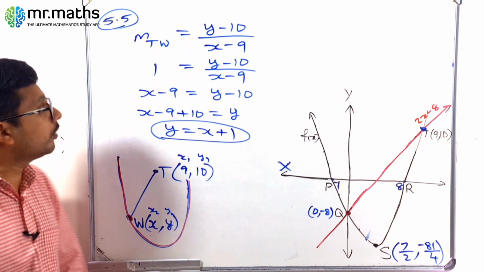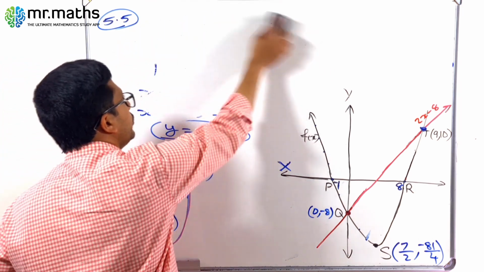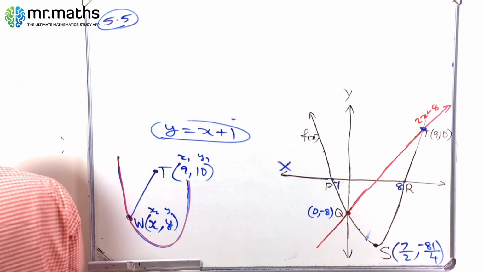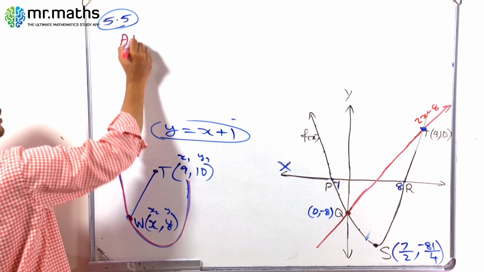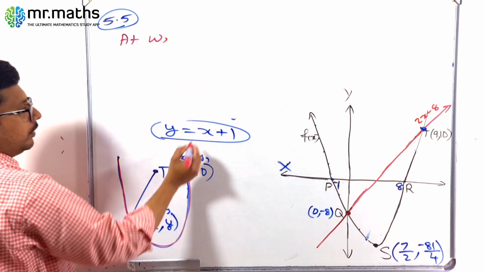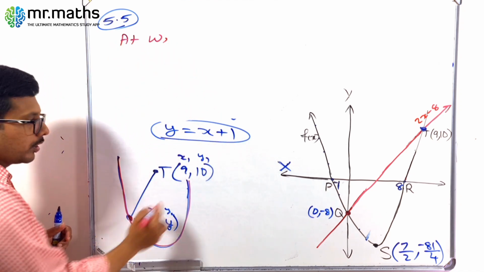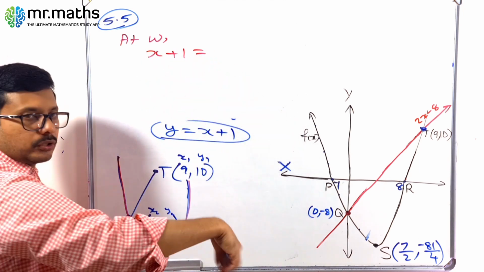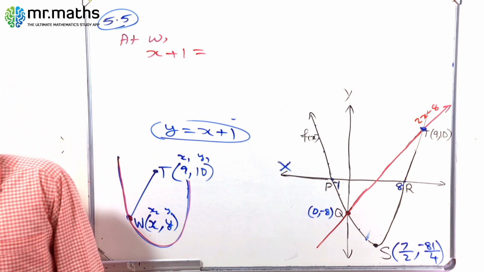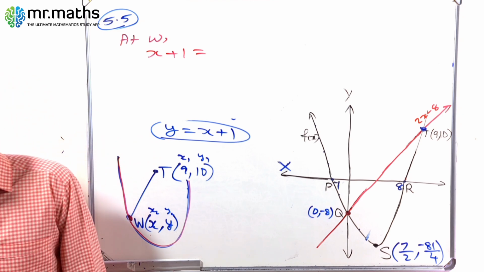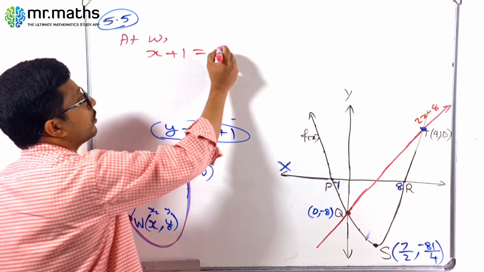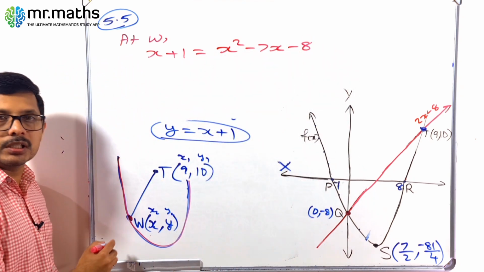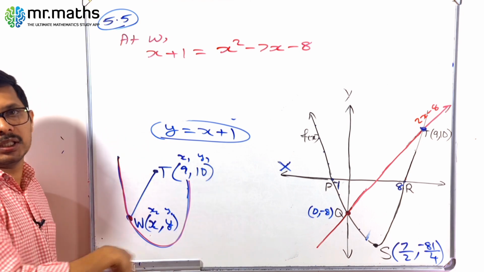Okay, I'm going to erase that one. So look at how I'm going to write. At the point W, what is the equation of the straight line? We got x plus 1. x plus 1 is equal to what is the equation of f of x? f of x is x square minus 7x minus 8. So x square minus 7x minus 8 at this point W, because it is given that W is a point on that f of x.